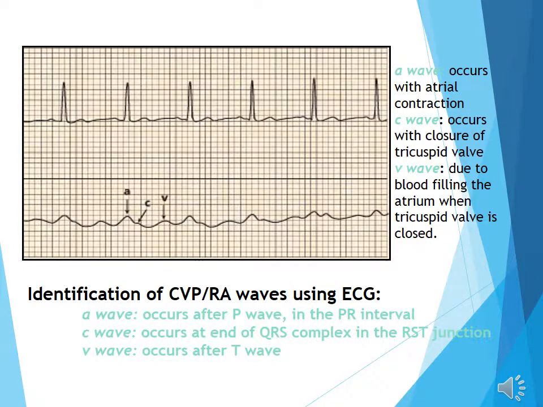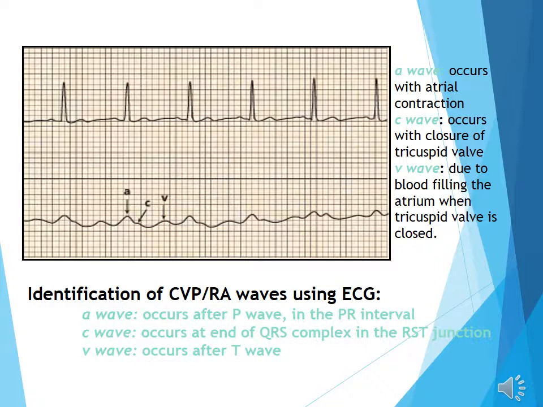Correct identification of the waves comprising the CVP requires correlation with the EKG. Since the cardiac and vascular pressures are transmitted through the fluid-filled tubing to a transducer, there's a slight delay between the electrical event and the corresponding mechanical event. So the A wave occurs after the P wave of the EKG just because of that natural delay, and actually may be observed anywhere in the PR interval. So that A wave can be after the P or anywhere in the PR interval.